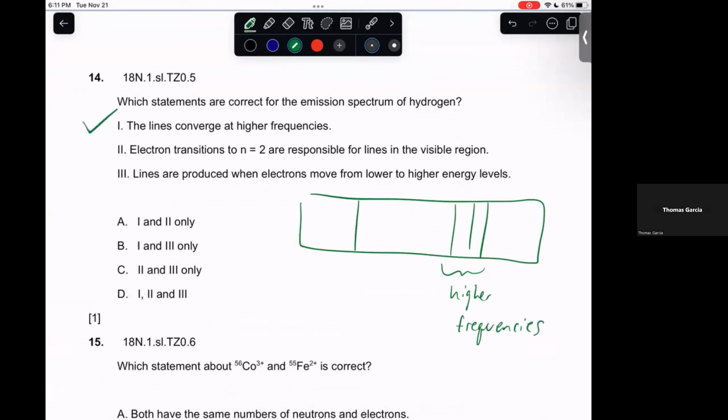So one's true. Electron transitions to n equal 2 are responsible for visible. We just had to memorize that. That's true. Lines are produced when electrons move from lower to higher energy levels. We already said before, light comes from the opposite, high to low, not low to high. So it's going to be A.